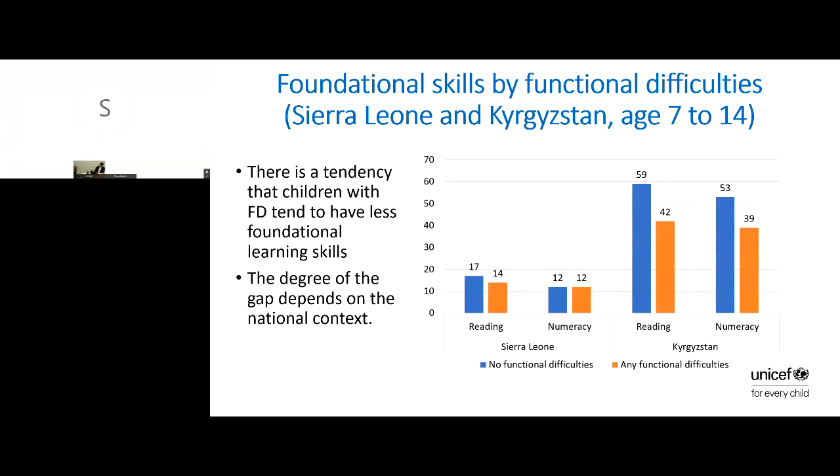But when you look at the countries with much higher standards in terms of learning outcomes, then you tend to see bigger gaps, such as in Kyrgyzstan. For reading, the gap is about 70 percentage points, and the numeracy gap is about 14 percentage points. So we are getting information about children with functional difficulties, not only in terms of access to education, but also the learning outcomes as well in the MICS6 survey.